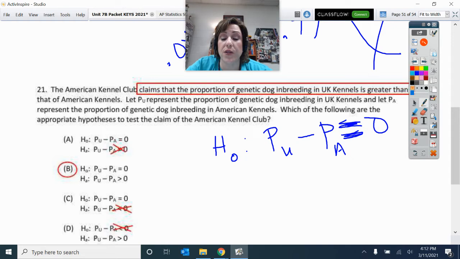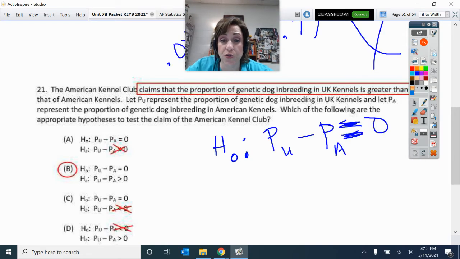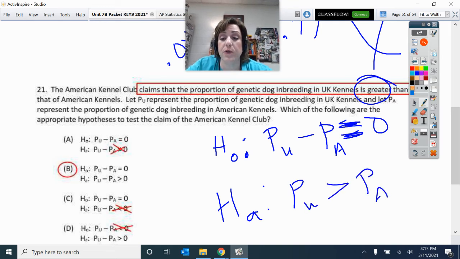So again, the null hypothesis is that the two countries have the same inbreeding rate. Okay, but the alternative is they speculate that, let P be the proportion. Oh, they're wondering if UK is greater. So the proportion of U is greater than the proportion of A, which of course means the proportion of U minus the proportion of A is greater than 0.